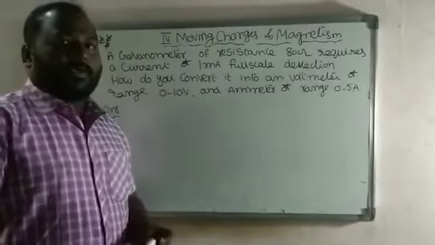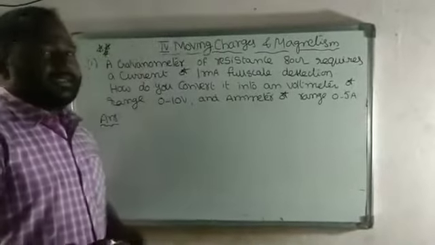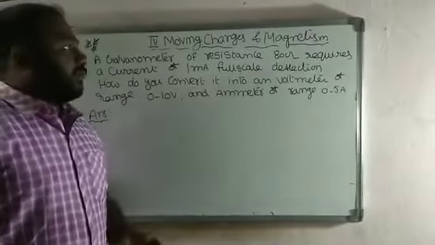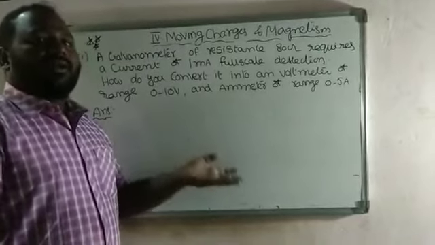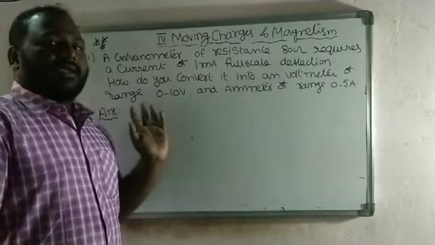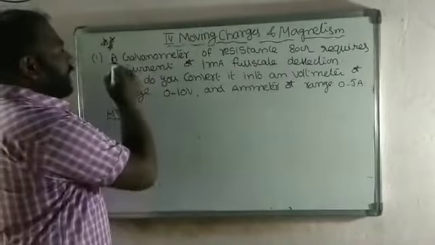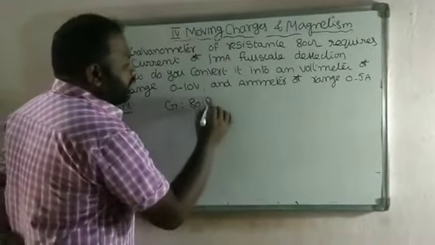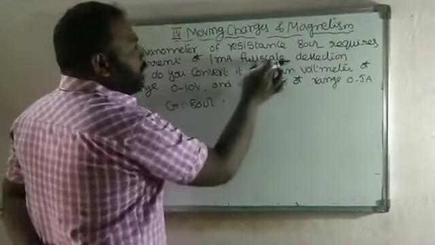Now see a problem on how to convert a galvanometer into a voltmeter and an ammeter. This is important. This year also they gave a problem on this concept. They give the full scale deflection and the resistance of the galvanometer, and ask how much resistance is to be connected to convert the galvanometer into a voltmeter and into an ammeter. So this is an important model problem. What is the data they gave? A galvanometer of resistance G equal to 80 ohms requires a current of 1 milliampere for full scale deflection.